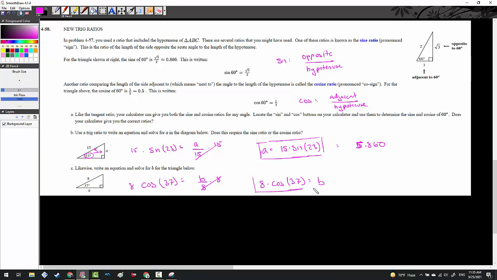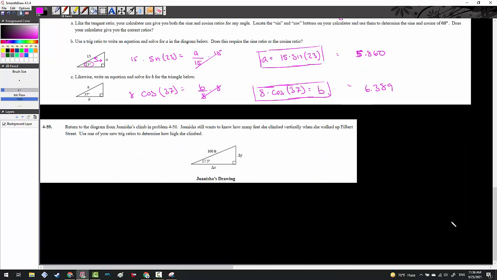And again, that's my exact or calculator ready form. If I wanted to figure out what that was, I would do cosine of 37 in a calculator and multiply it by 8. And what I get is 6.389 as a decimal. So there is sine and cosine. I'll be right back with the next problem.